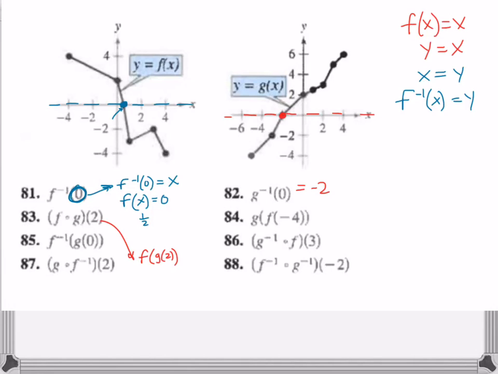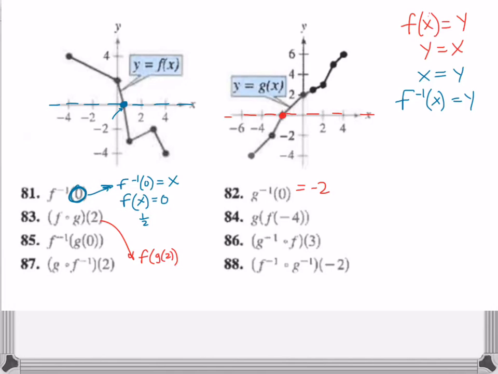Notice how they're both regular functions. There's no inverse about them. So what's in the parentheses is the x value. Okay, so I do g of -2, so it's the x value this time.